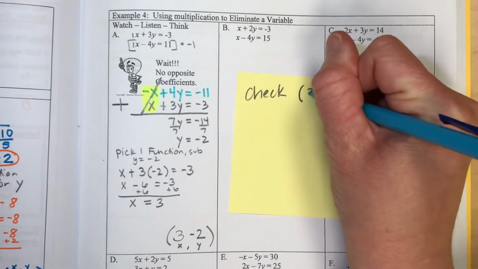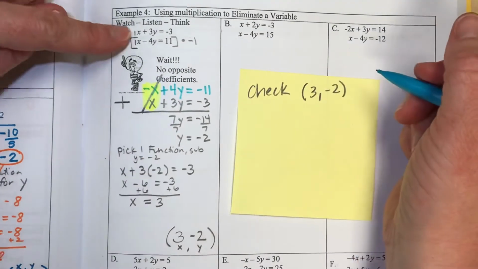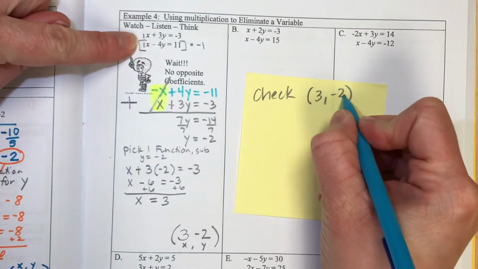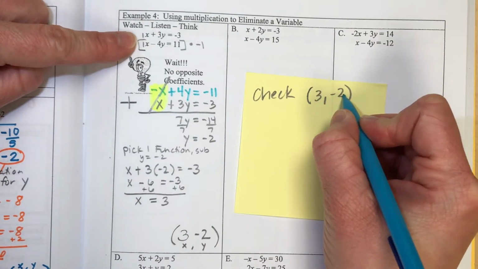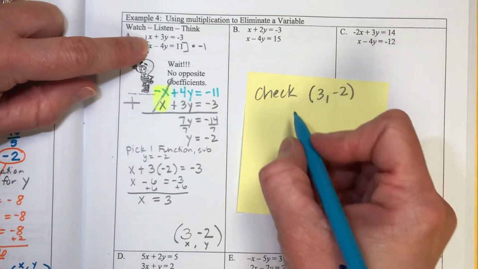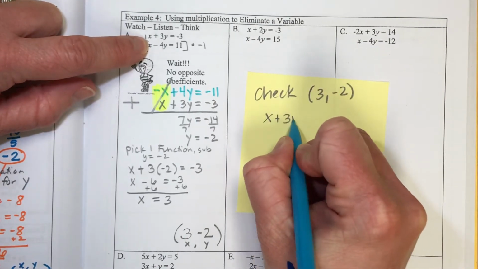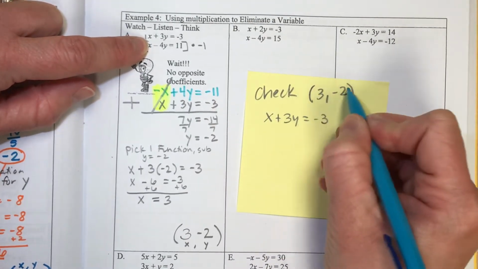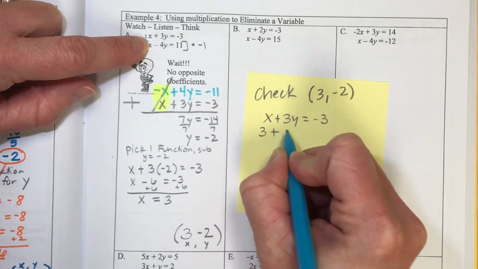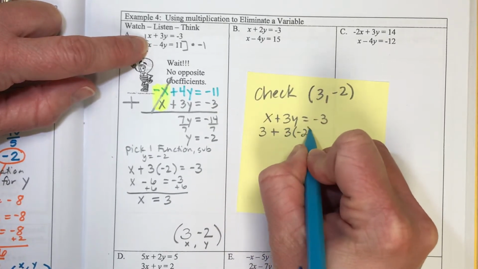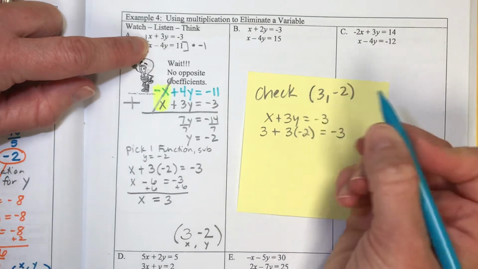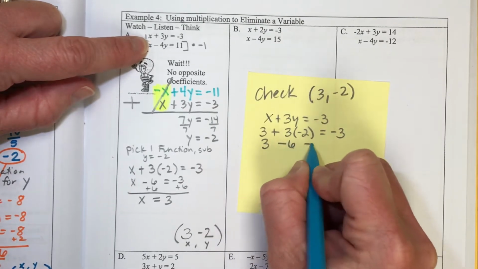This is how you check if your point works. You just plug it in. 3, -2. For both functions, plug in your x value, plug in your y value, and see if you get what is called a true statement. 1x plus 3y equals -3. This point should work out. Is 3 plus 3 times -2 equal to -3? Or, in other words, is 3 minus 6 equal to -3?